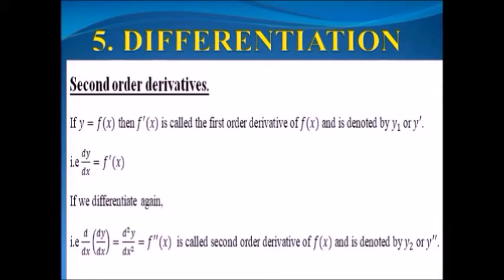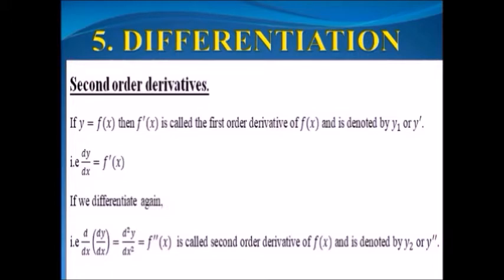If y is equal to f of x is a given function, then f dash of x is called the first order derivative of f of x and is denoted by y1 or y dash, or that is same as dy by dx is equal to f dash of x. See the notation in the first order derivative. If the function y is given, y1, y dash or dy by dx you can use. If they are given f of x, that time you can use f dash of x. Any one of the notations you have to use for the first order derivative.